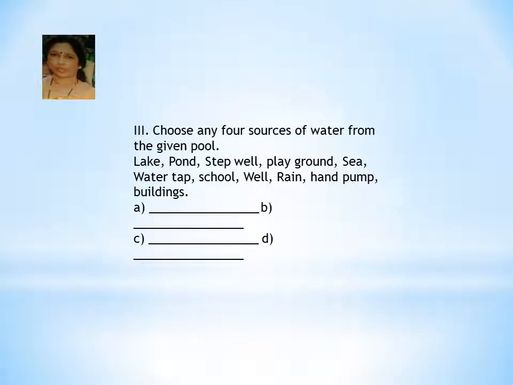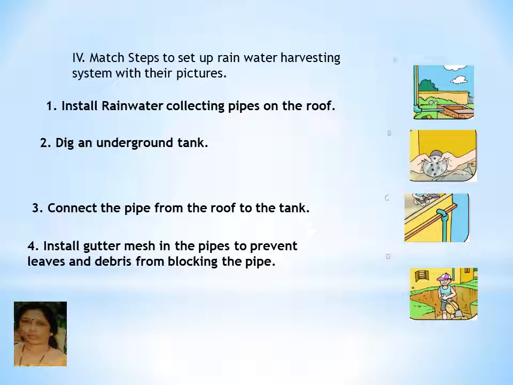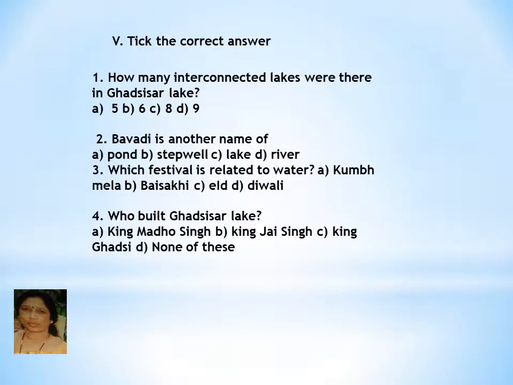Choose any four sources of water from the given pool: lake, pond, step well, playground, sea, water tap, school, well, rain, hand pump, buildings. Look at the picture. This is Abu Raja Alberuni. We shall learn about him in the next slide. And look at the stamp released in his name. The Afghan Post released the stamp of 10 AFS, which means their currency. Take the correct answer.